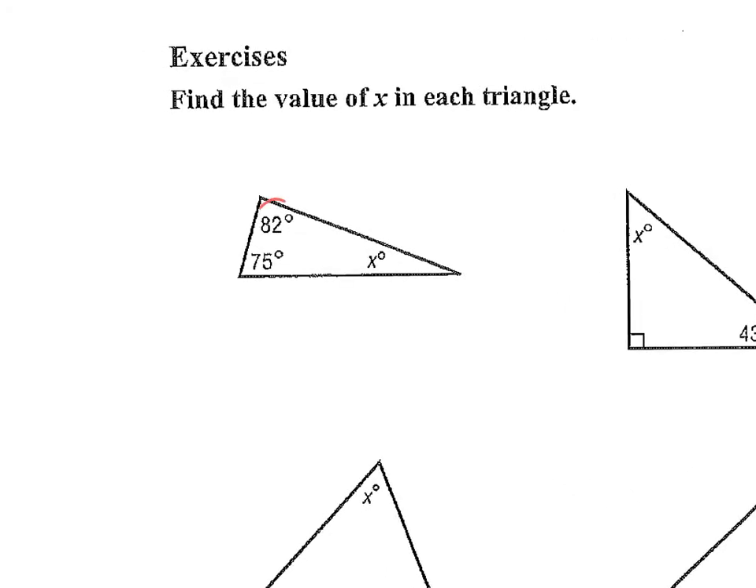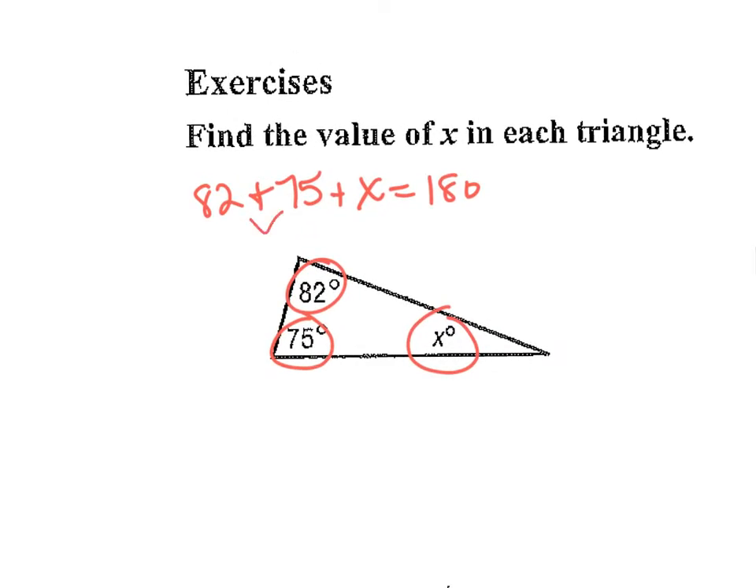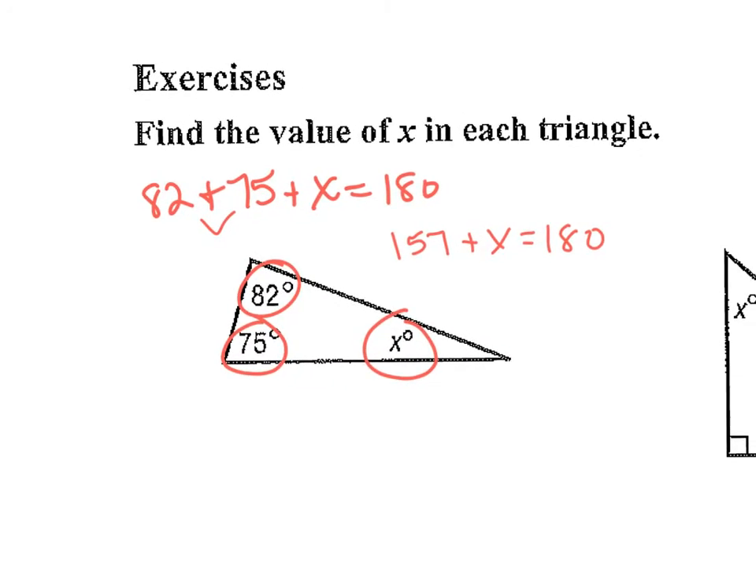So number 1, we've got 82, 75, and x. So we know all 3 of these should add up to be 180. So add 82 plus 75 together first. Wait, subtract them, right? Add those together first. So then we've got 157 plus x equals 180.